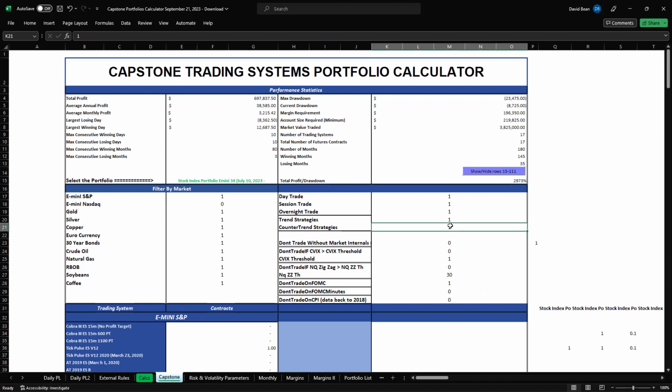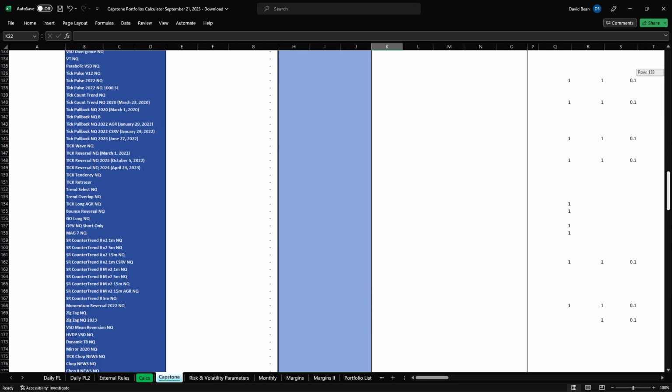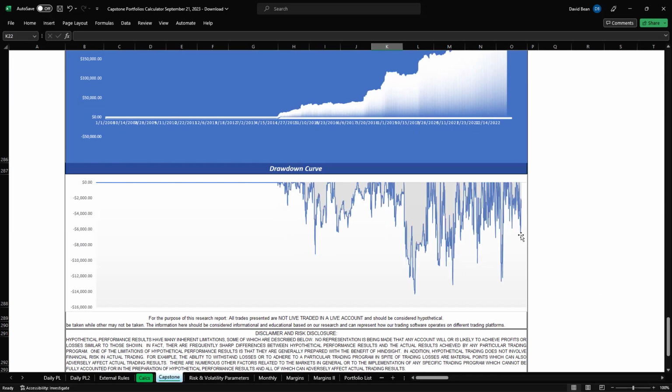What happens if we look at the difference between S&P trend and counter trend? So if you just look at the trend strategies on the S&P, you're near an equity peak. And so you're only $2,000 away.